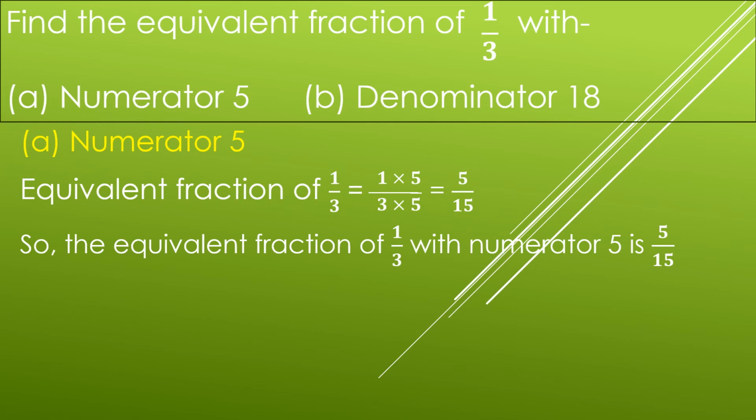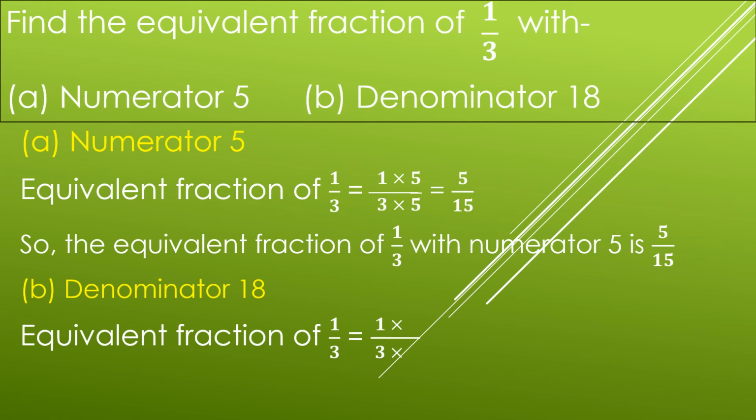Now the next question is find the equivalent fraction of 1 upon 3 with denominator 18. That means we want 18 in the place of denominator. Again, if we need to calculate higher terms, we multiply the equivalent fractions. Now tell me which number will you multiply to 3 to get 18 in the denominator?